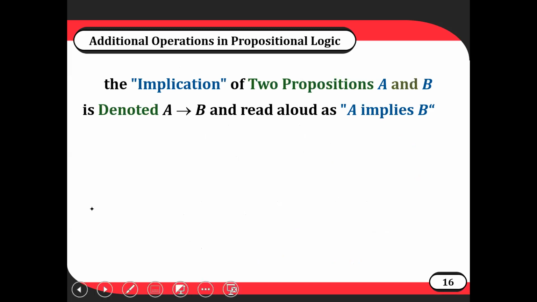It's not that complicated. So let's talk about the implication of two propositions. The implication of two propositions A and B is denoted with this A arrow B and is read aloud as A implies B.